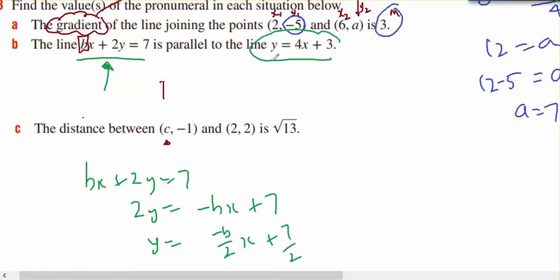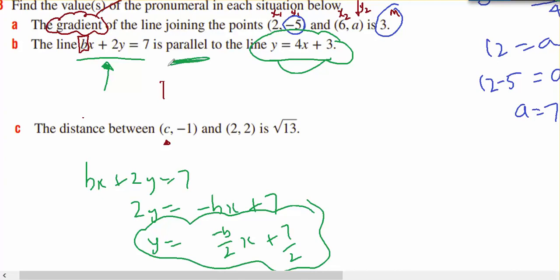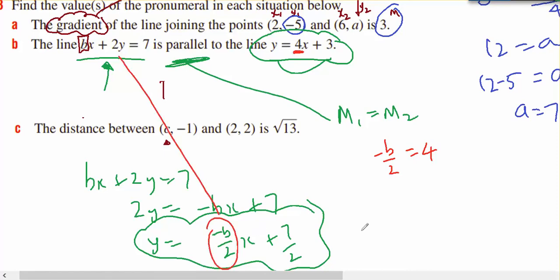So I want this line and this line to be parallel. If it's parallel, the gradient of one equals the gradient of the other. Therefore, minus b on 2 has to equal 4, because the gradient of this line is 4, and the gradient of this line is minus b on 2. So now I can rearrange, minus b equals 8, b equals minus 8. Therefore, that's going to make it parallel.